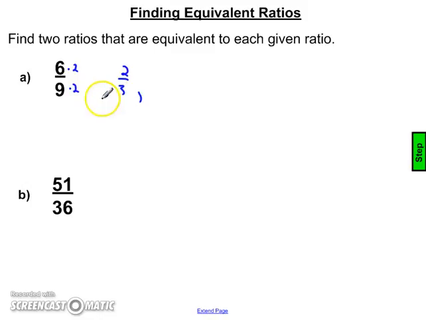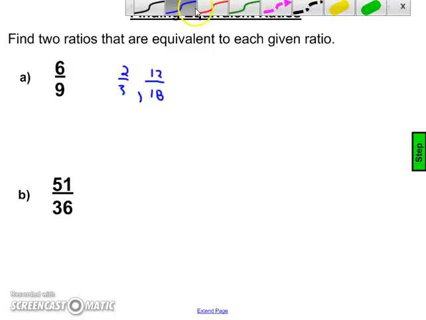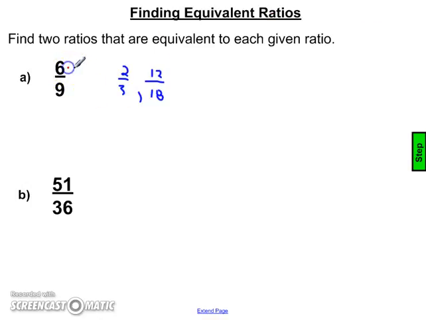So if, let me put a comma here, 6 times 2 would be 12, and 9 times 2 would be 18. So 12 to 18 would be an equivalent ratio. We have to understand as well that we can do anything to the top and the bottom. Okay, what if I multiply by 3? Well, 6 times 3 is 18, and 9 times 3 is 27. All of these are equivalent to 6 to 9.